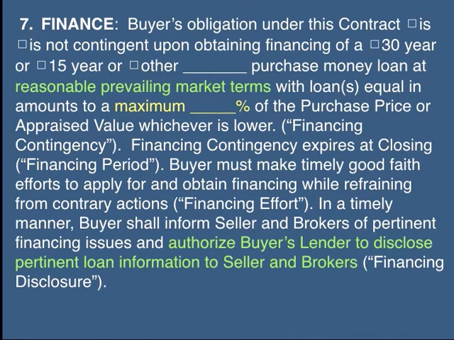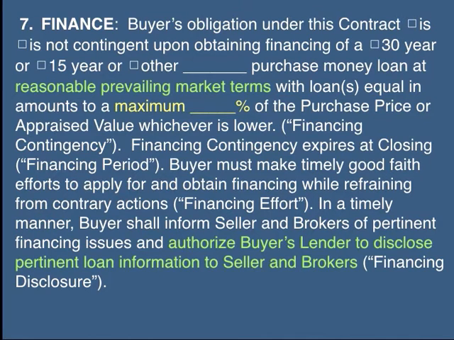If he can qualify for the higher rate, you have not protected him unless you use that addendum. Notice it says you're putting in a loan equal amounts to a maximum percent of the purchase price, appraised value. So if somebody's getting a 90% loan, they'd put 90 there. If they're getting a 100% loan, you put 100 there. Then it goes on to say the financing contingency expires at closing. We all have learned that you have no loan until closing. You don't have 100% approval until you go to closing.